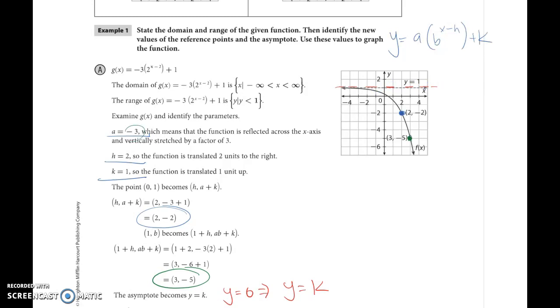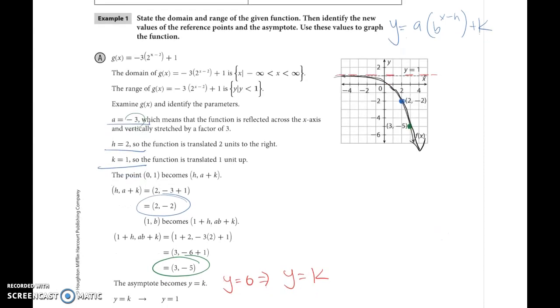And then we just go ahead and connect these. So we know it has to approach our asymptote but doesn't cross, and then it has to cross these 2 points. So there's what my graph looks like. Now that is how the book says to do it, and again, nothing wrong with that way, but I'm not good at memorizing all of these things.